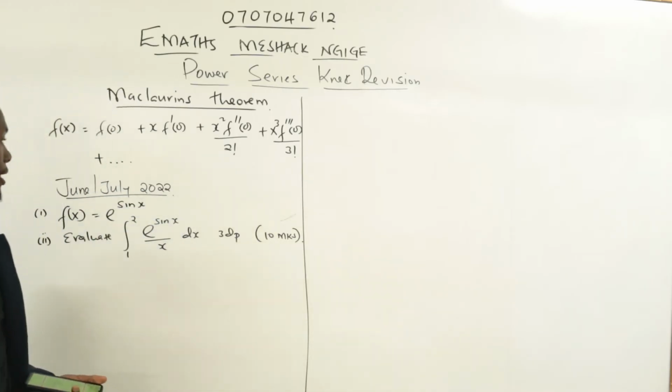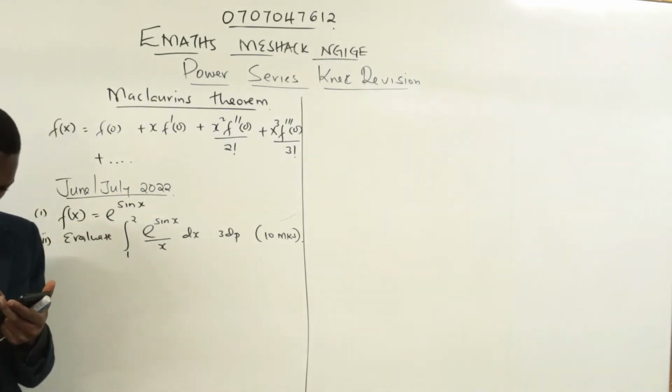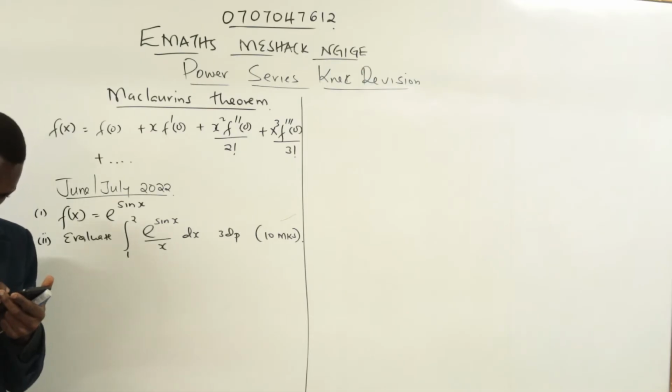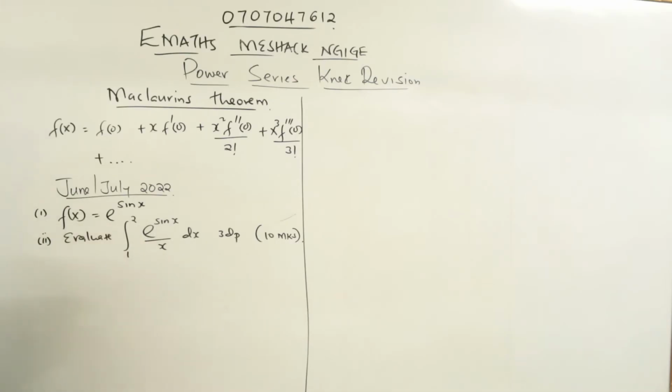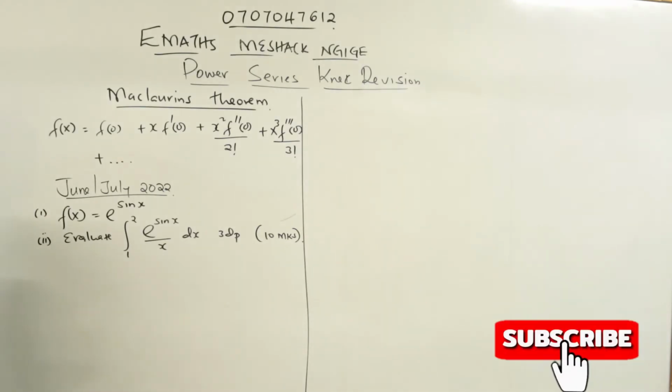From the June-July 2022 series, we had question number 2A, which said: determine the first four non-zero terms using Maclaurin's Theorem, expansion of the function f(x) equals e^(sin x), then hence evaluate the integral from 1 to 2 of e^(sin x) divided by x, dx, to 3 decimal places, and you are given 10 marks to work with. So now let's see, how do you work out such a question?